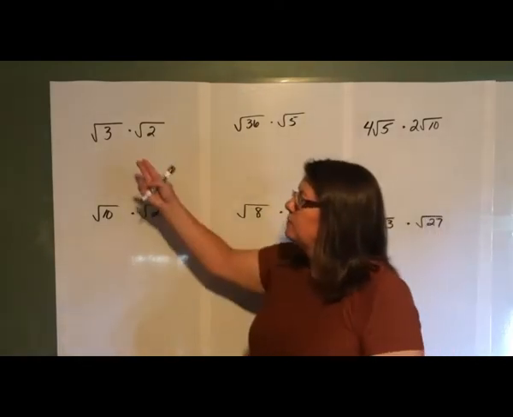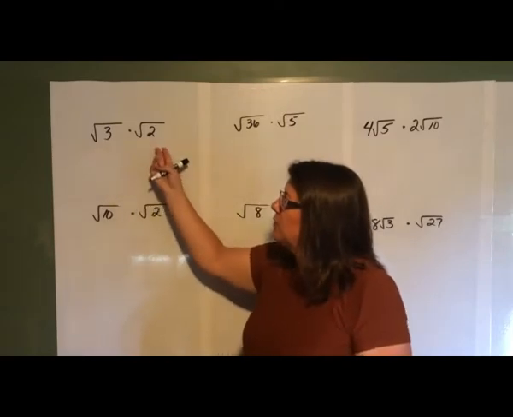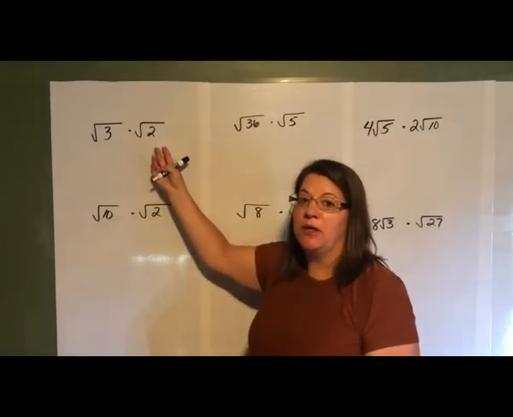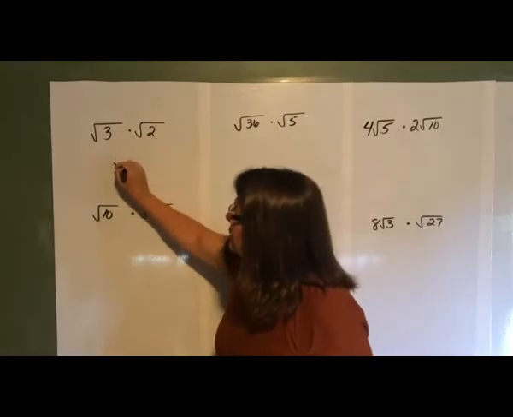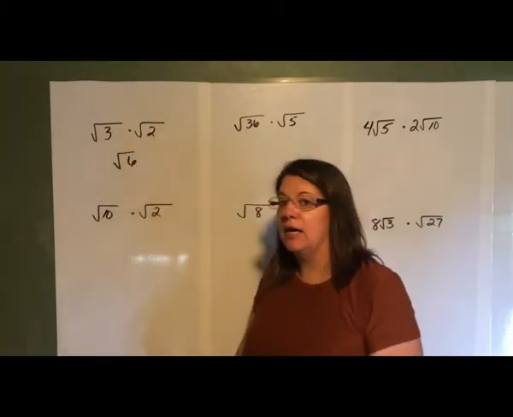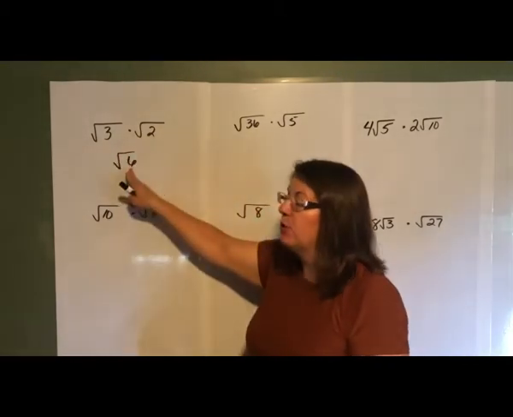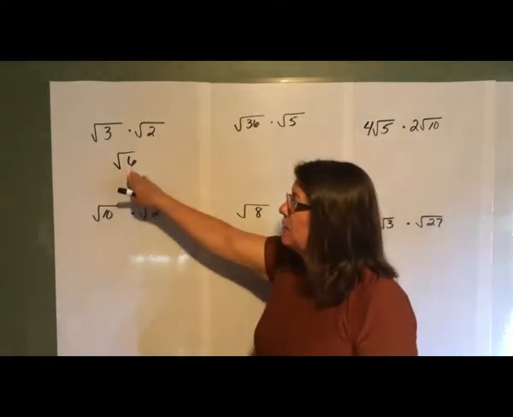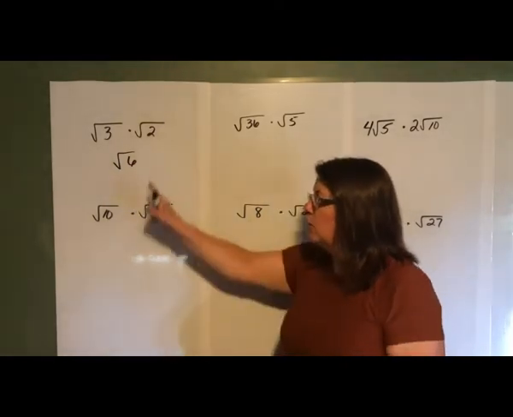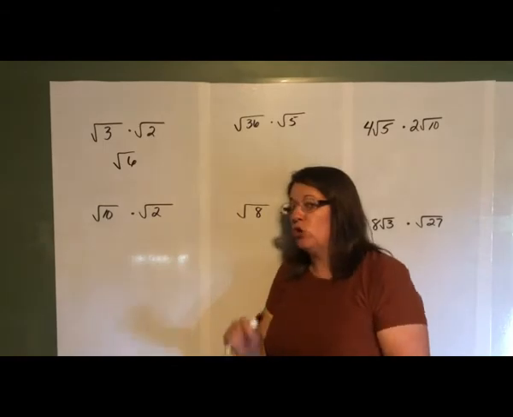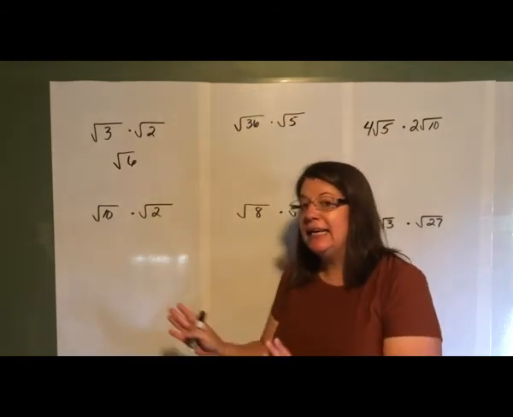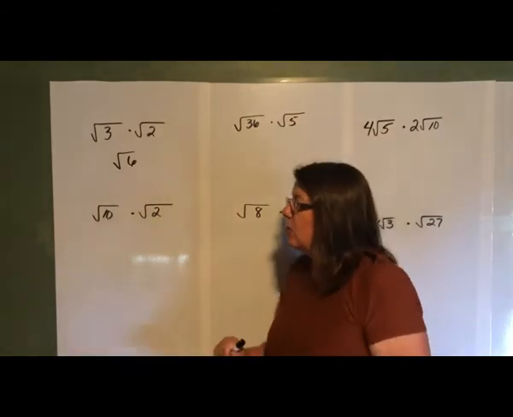So with this, the square root of 3 times the square root of 2, we are allowed to multiply 3 times 2. So that would be the square root of 6. Okay? And then if that can be broken down any, we would break it down. But that one, there's nothing else we can do. So square root of 6 would be our answer. So remember, you're allowed to multiply anything you want as long as the indexes are the same.